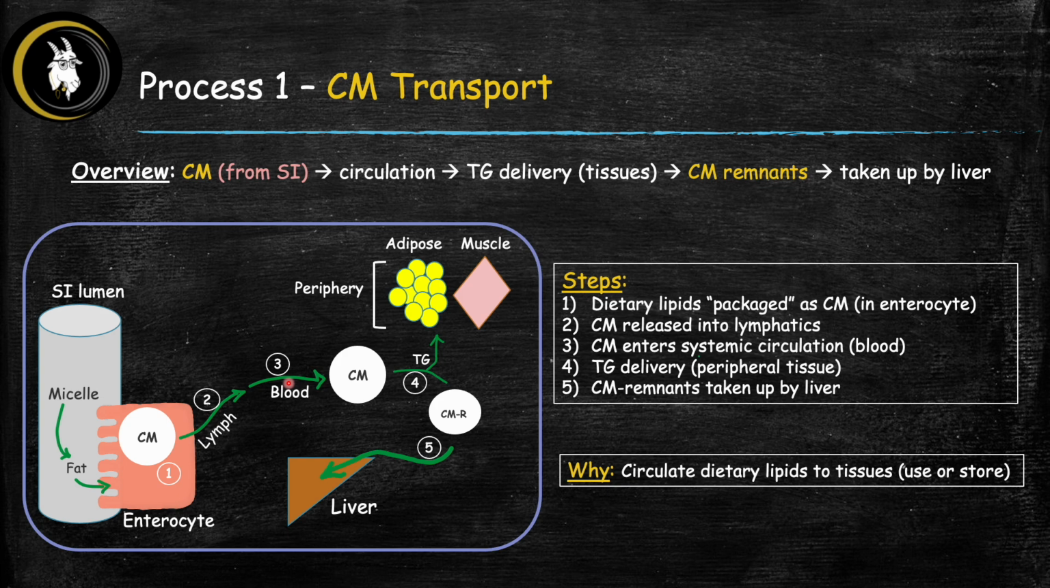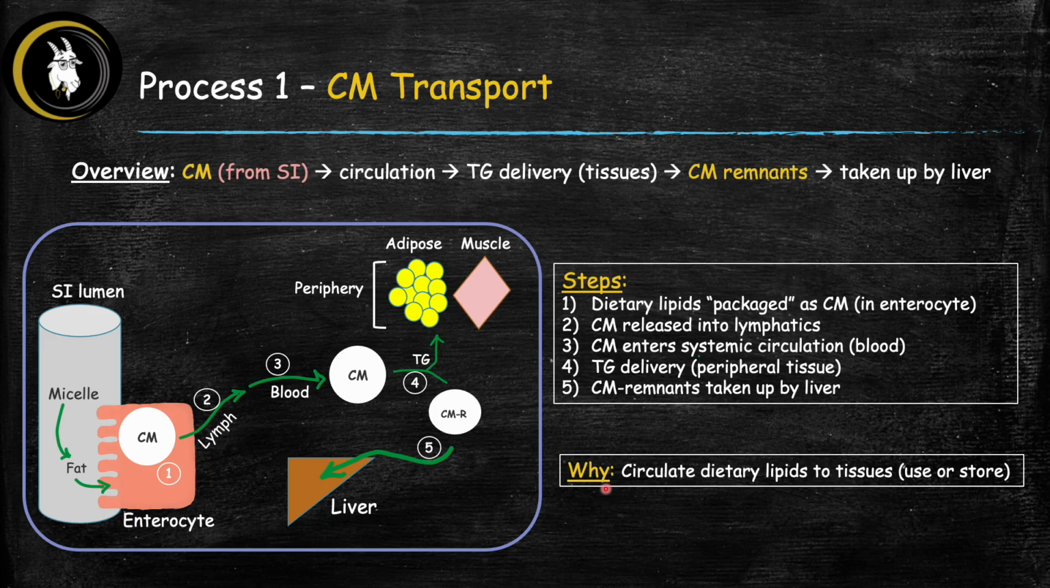all around the body. And so then what's happening in step 4 right here is that in the peripheral tissue, like in adipocytes and muscle, these triglycerides are going to be removed from the chylomicrons. And so now you're going to have fatty acids delivered to the adipocytes and muscle cells. So basically our peripheral tissue. And then what's left over after these triglycerides have been removed is the chylomicron remnants, because they're the remnants of the chylomicrons. And so in step 5 right here, they're going to be taken up.